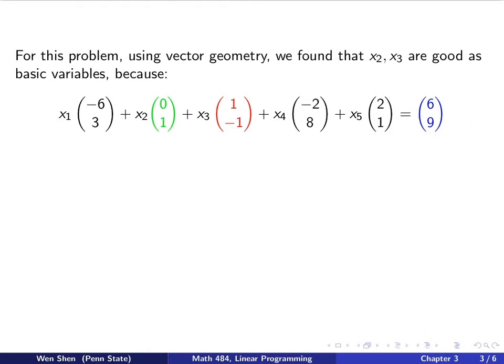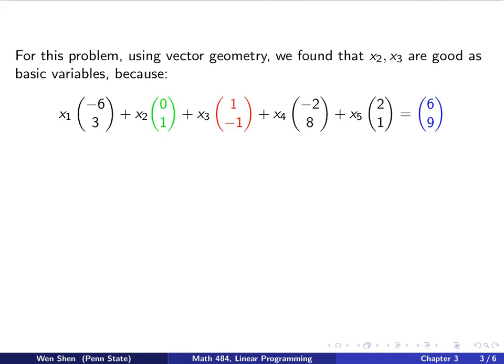I didn't write this out, but we call this vector v1, this vector v2, this v3, this v4, and this v5, and this is vector b. That was our notation. Now I have a claim. You have noticed that I highlighted v2 here and v3 here, in color. I claim that I could use x2 and x3 as the basic variables, and it will give me a basic solution that is feasible.